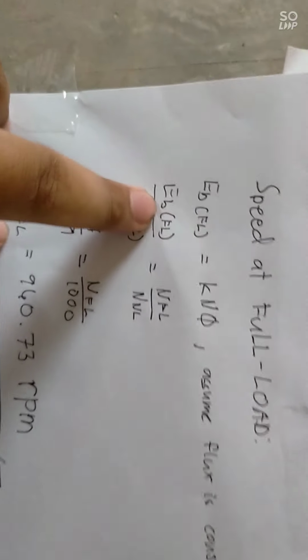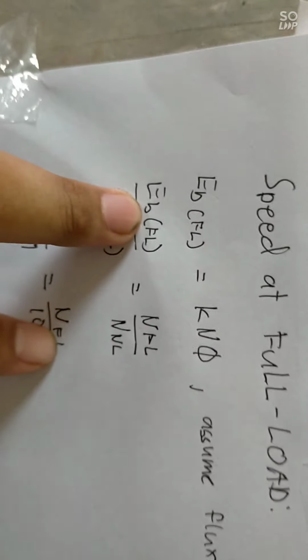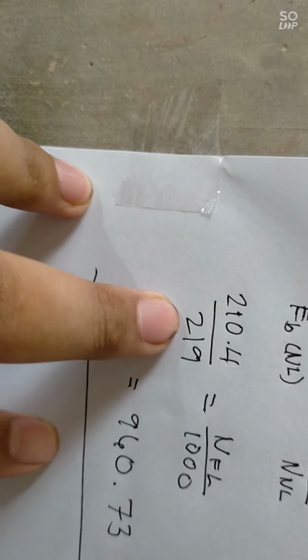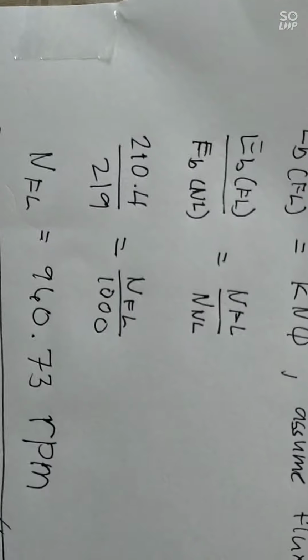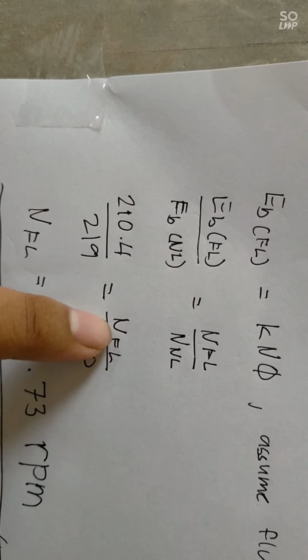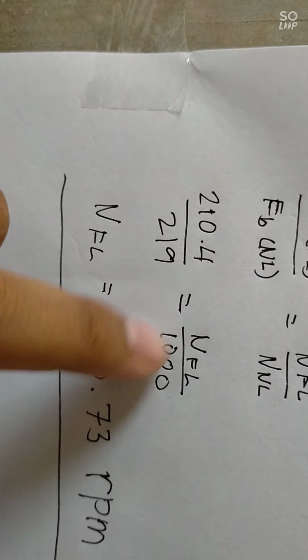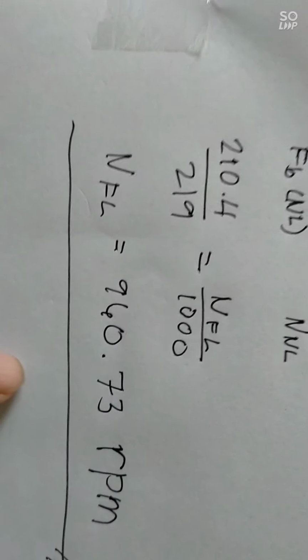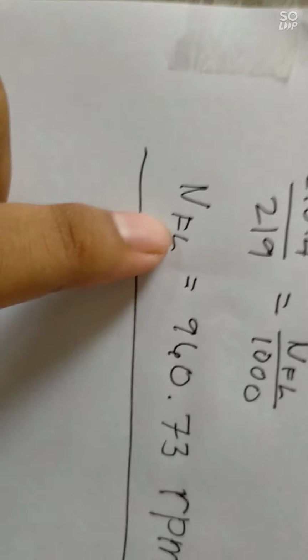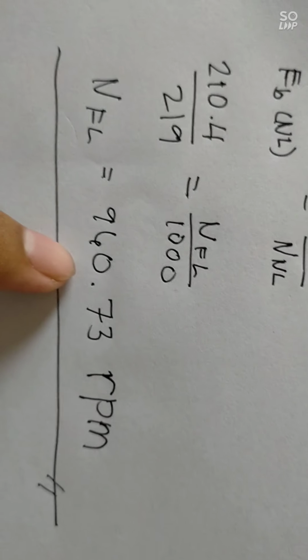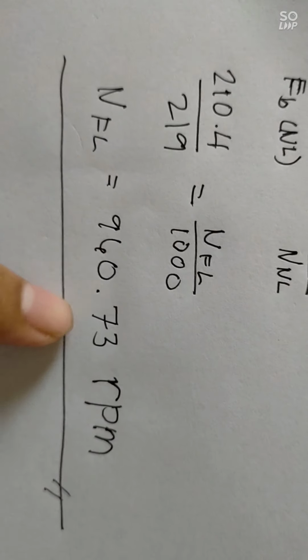So using this formula with 219 and 210.4, we have full load 210.4 over 219. The full load speed is what we are looking for, and the given no load speed goes here. To solve this, we get the speed at full load of 960.73 rpm. So that's question number 1.